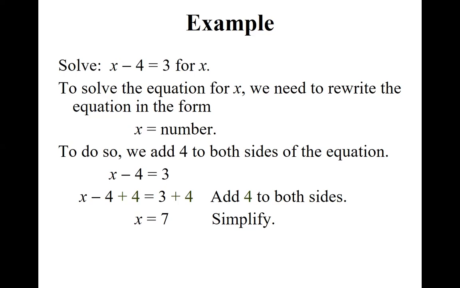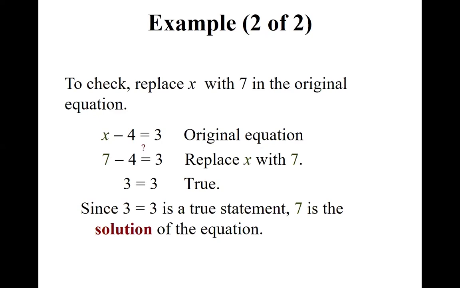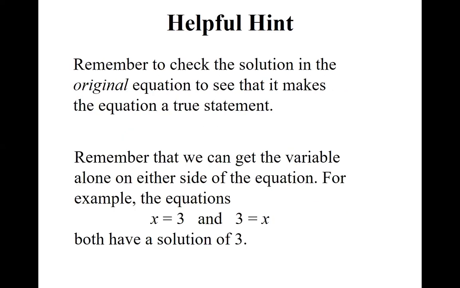We can always check to see if we have the right answer. To check, we replace x with 7 in the original equation. Instead of x minus 4 equals 3, we want to see if 7 minus 4 equals 3. It does. It's true. 7 is the solution. Now remember, when you're checking, you have to check in the original equation, not one of the equations that we get along the way. And we can get the variable alone on either side of the equation. x equals 3 and 3 equals x. Both of those are saying the solution is 3.